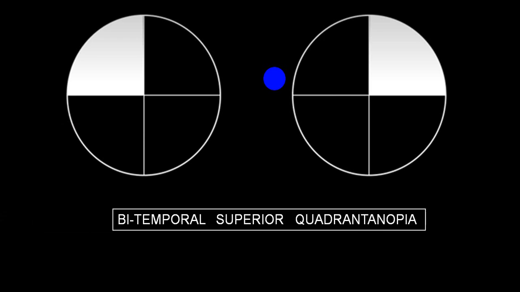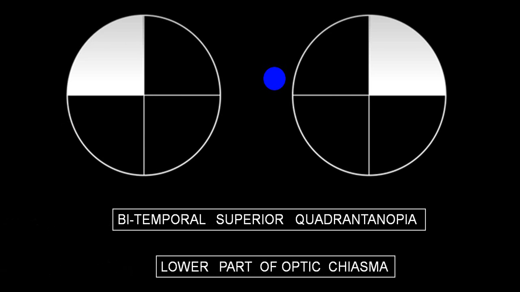This is bilateral upper quadrantic gone. Bilateral temporal upper quadrantic loss, meaning bitemporal superior quadrantic hemianopia. Superior means inferior fiber. Again, Meyer's loop gone, the lower part of the optic chiasma. Bitemporal at the optic chiasma. This will be both sides.